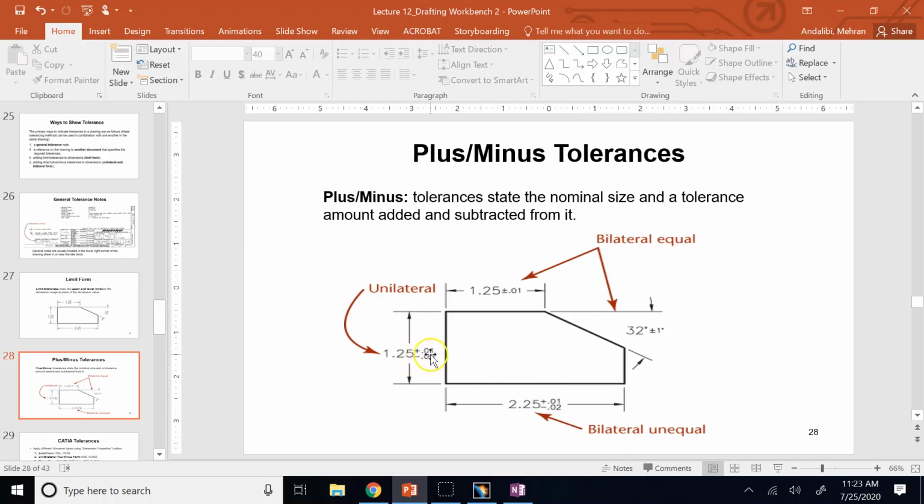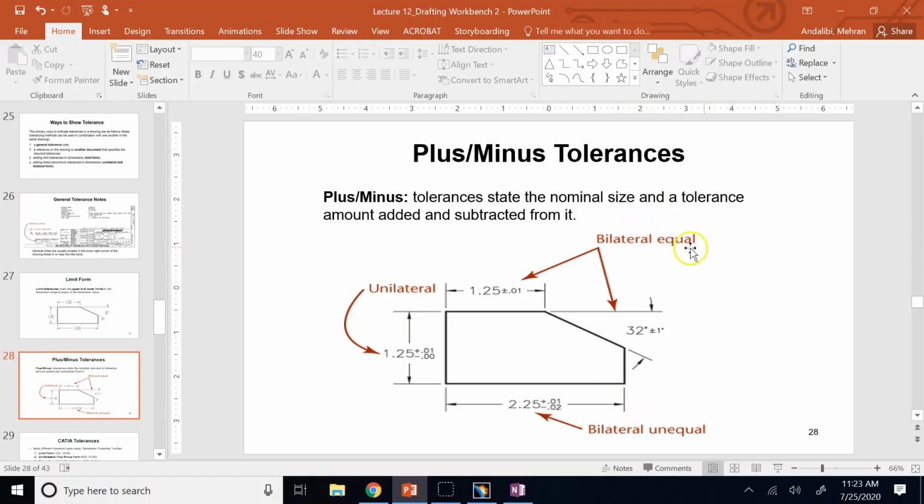Why? Because one of these deviations is zero. So you can only make your part at or bigger than the nominal, or if the positive is zero, the negative is non-zero, means you can only make the part to be at or smaller than the nominal dimension. So we have unilateral, bilateral equal, and bilateral unequal.